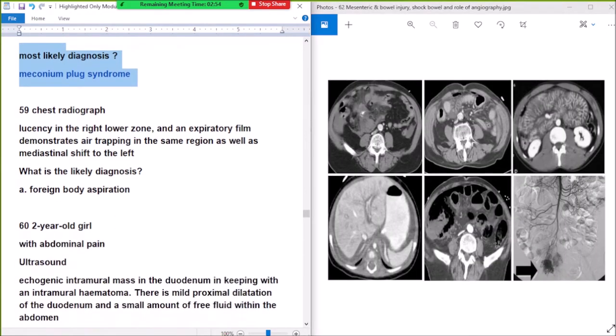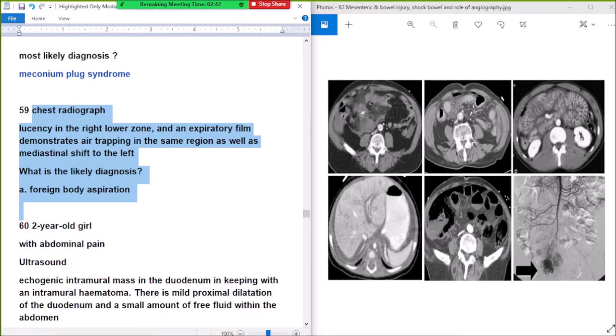59. Chest radiograph shows lucency in the right lower zone, and an expiratory film demonstrates air trapping in the same region as well as mediastinal shift to the left, most likely diagnosed foreign body aspiration. None of the other options make any sense.